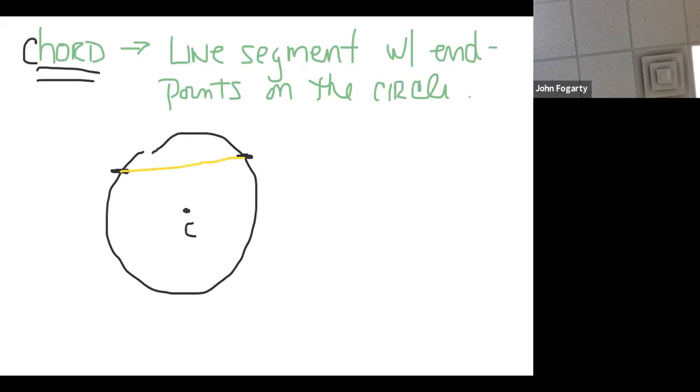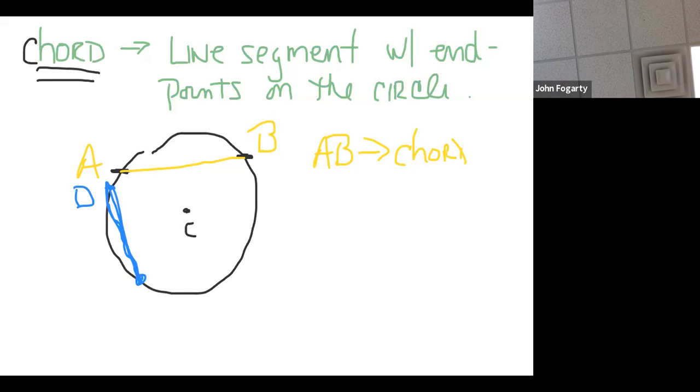That line segment, I'll call it AB. In this picture, AB is a chord. Any line segment that has two endpoints on the circle is called a chord.